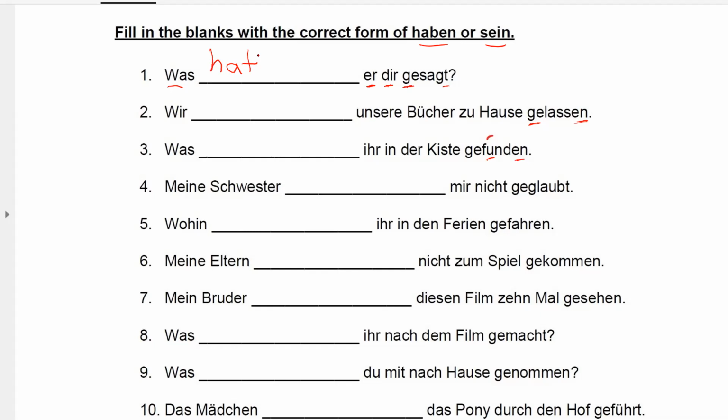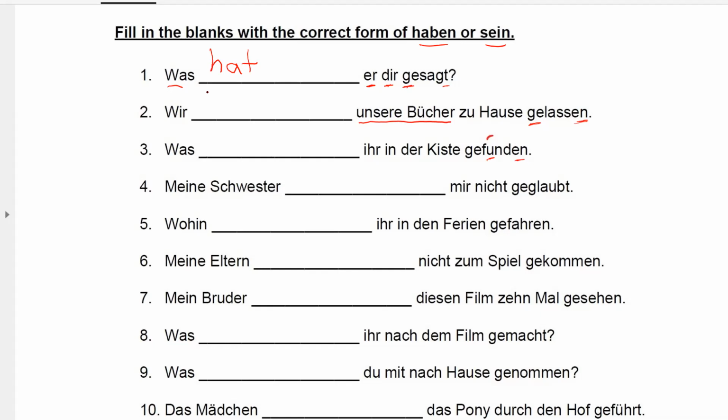In Nummer 2, it says gelassen at the end of our sentence, which is the past participle of the verb lassen, which is also a transitive verb, meaning that it takes a direct object. And in this case, our direct object is unsere Bücher. Unsere Bücher are our books. So this sentence is supposed to say, we left our books at home.